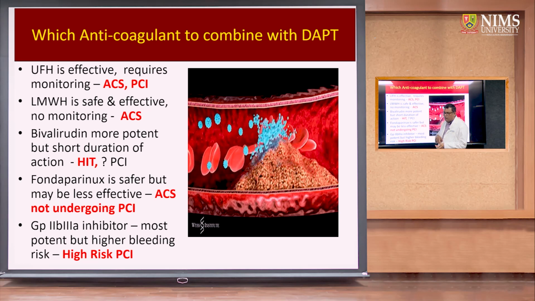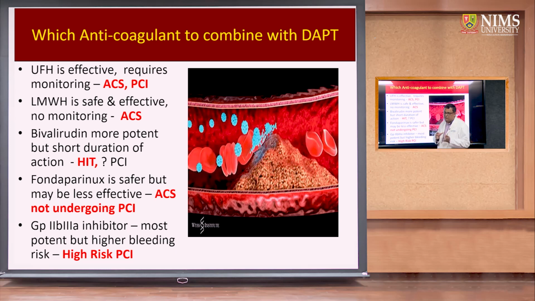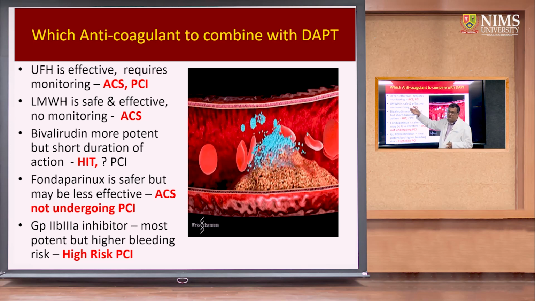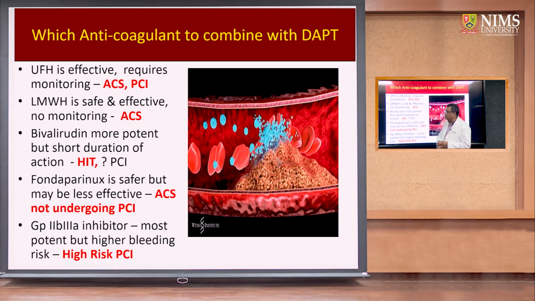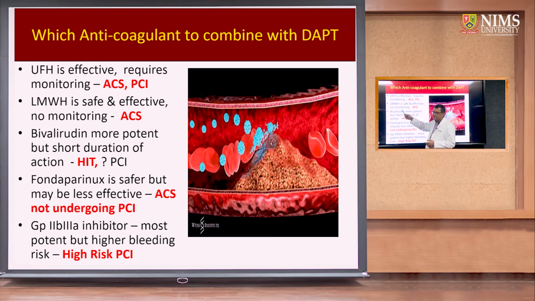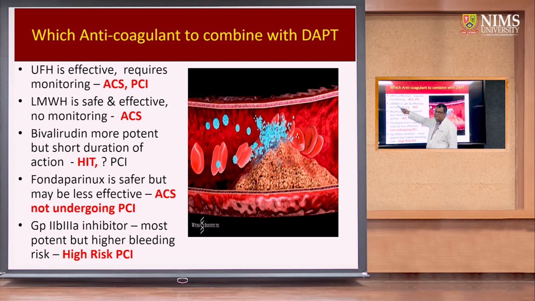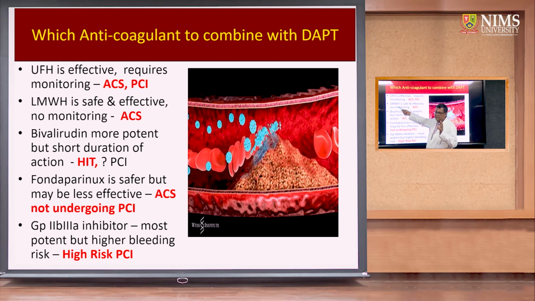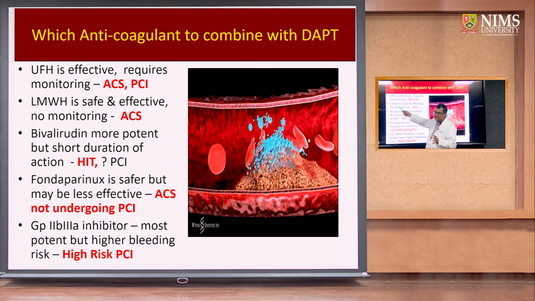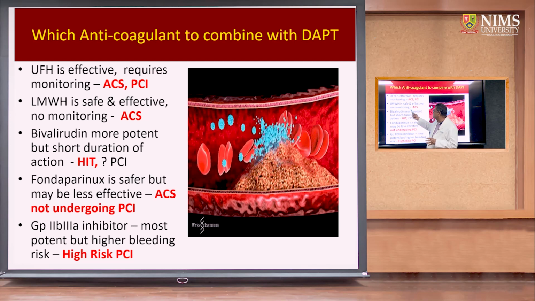So, sometimes you have to quickly get the anticoagulation effect. So, you cannot use an oral drug because it will take 12 hours, 14 hours. So, you have to give an IV drug. So, this is a comparison of all the IV drugs. So, unfractionated heparin, low molecular weight heparin, same efficacy, same antithrombotic efficacy and same bleeding risk.